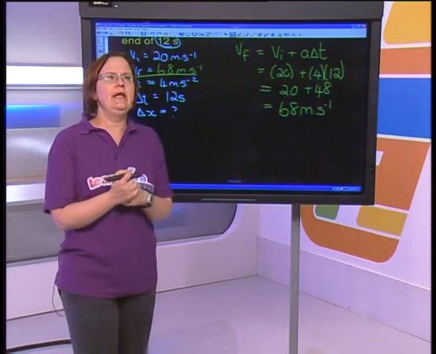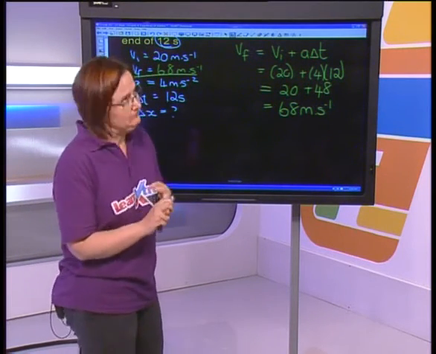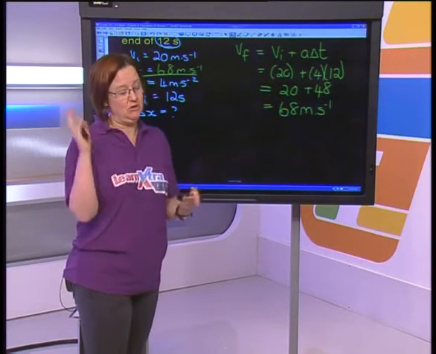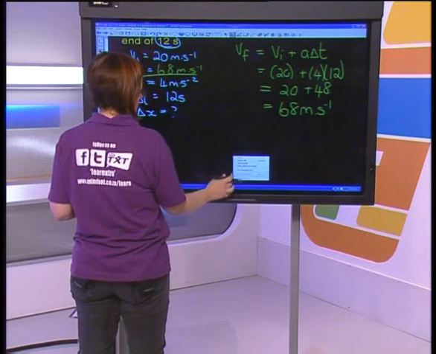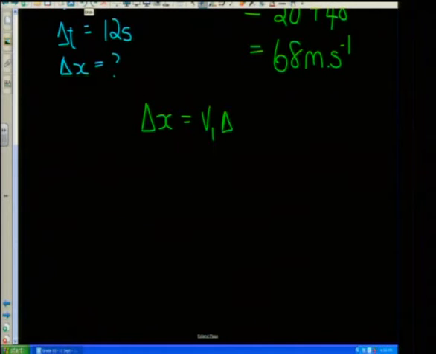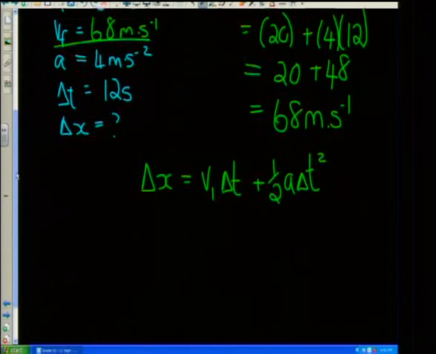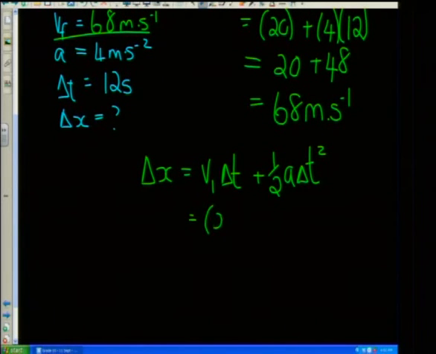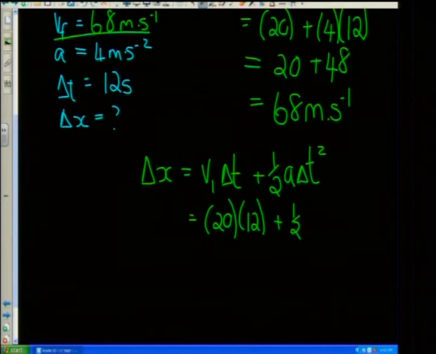Okay, we have two equations with delta x in. We have VF squared equals VI squared plus 2a delta x. Okay, it's got VF in it, and I worked it out, so that's not a good idea. We have another one that says to us that delta x equals VI delta t plus a half a delta t squared. So we go, okay, VI, we realized was 20. T is 12. A was 4.